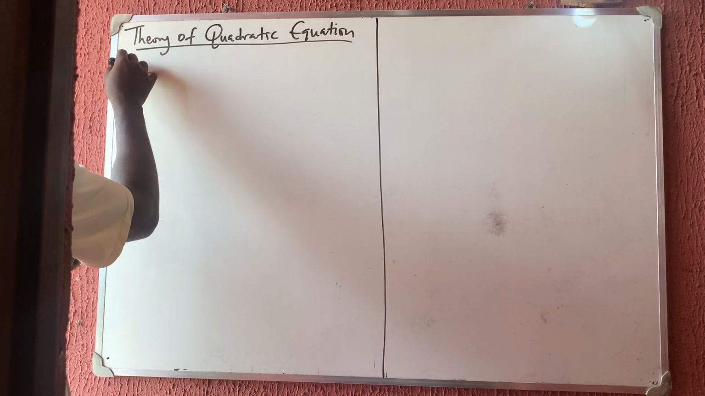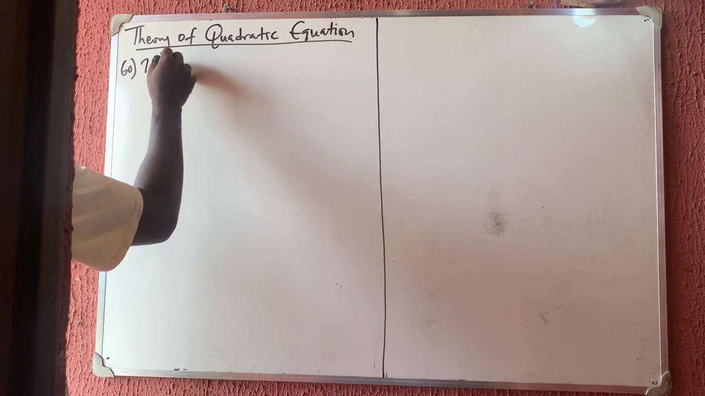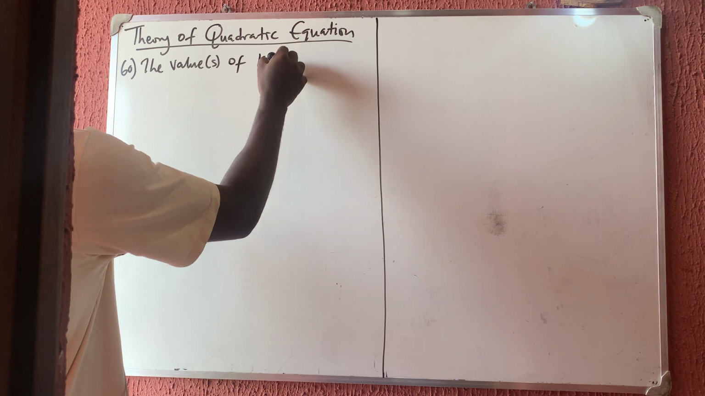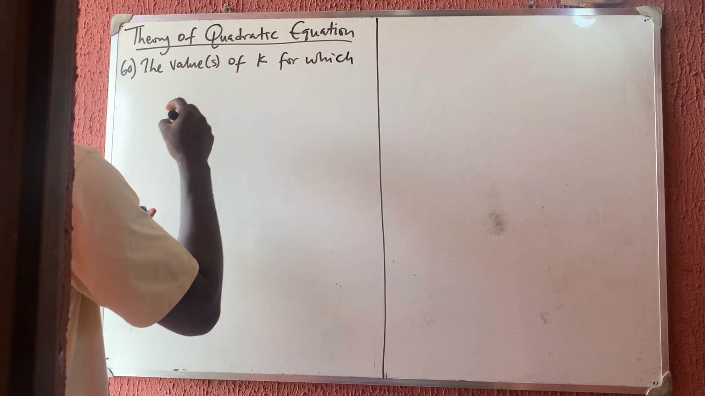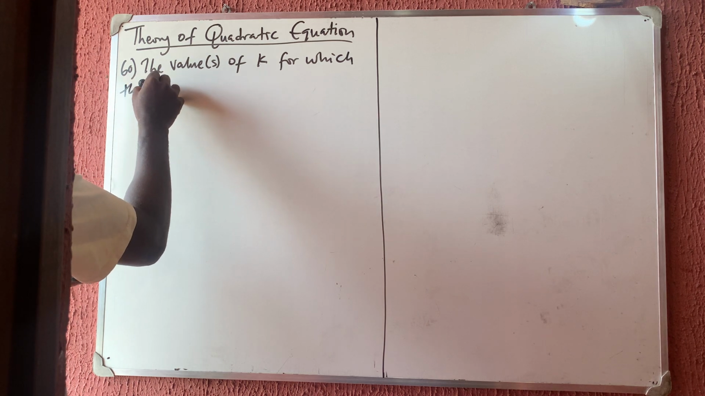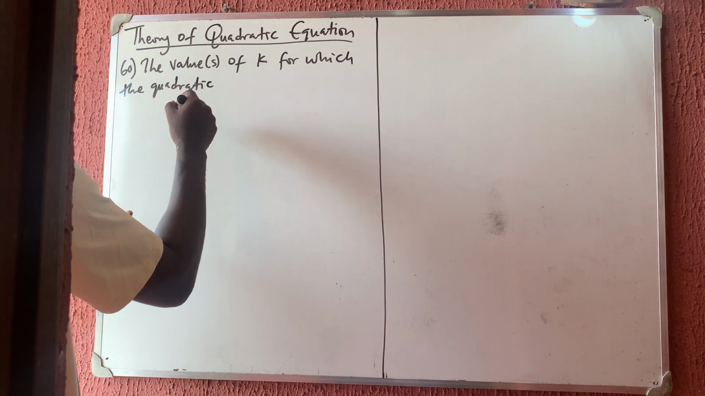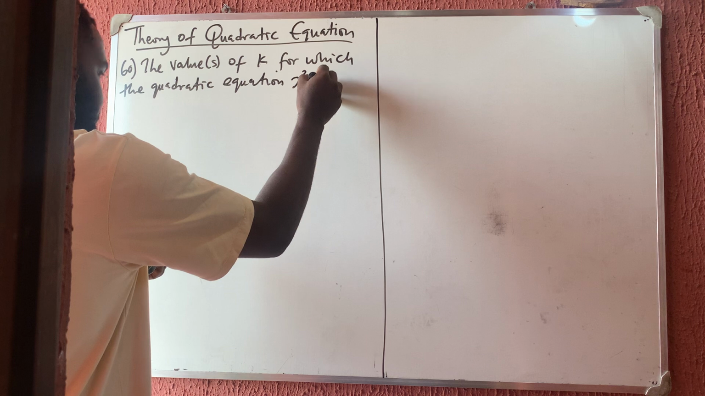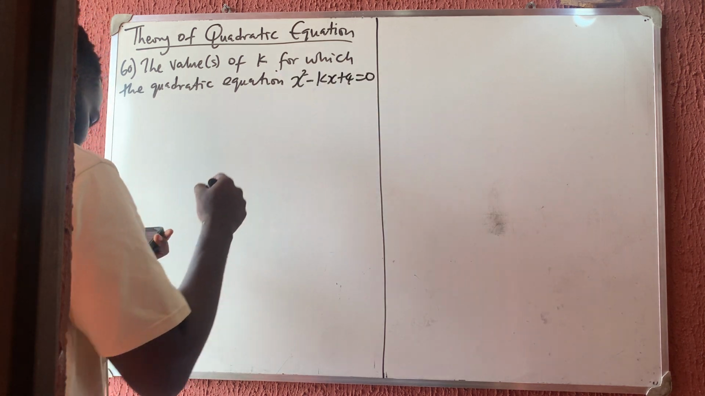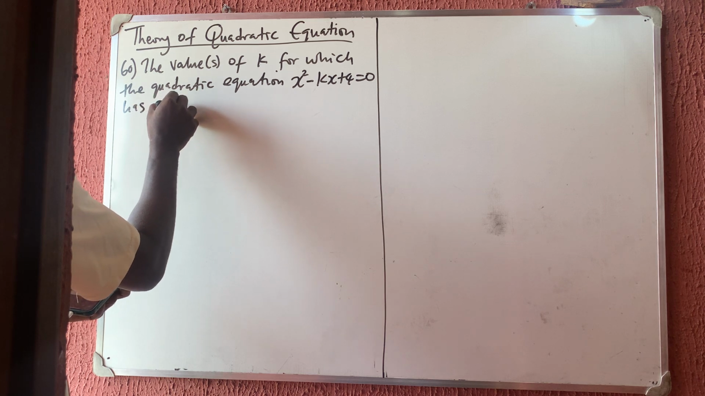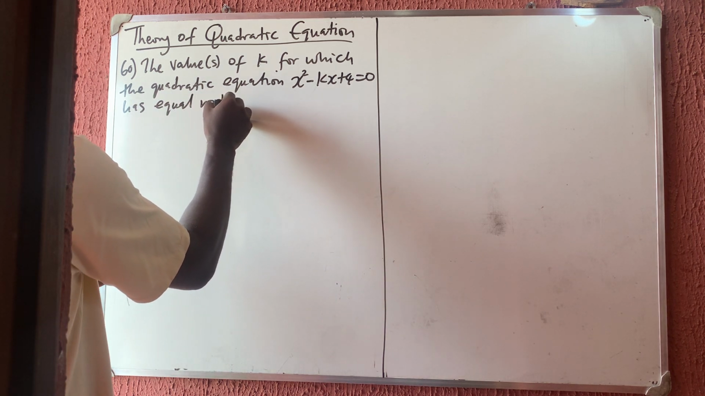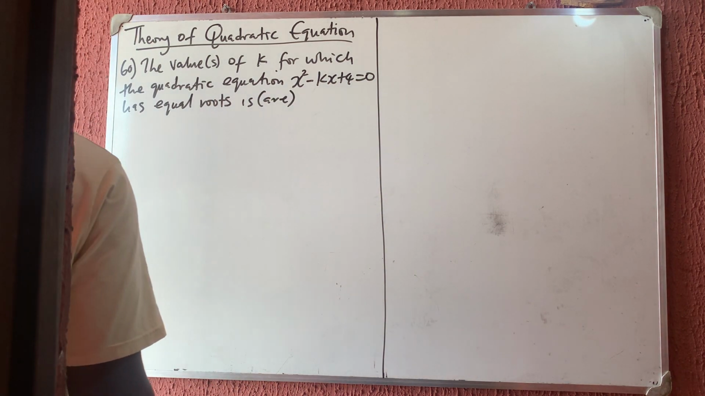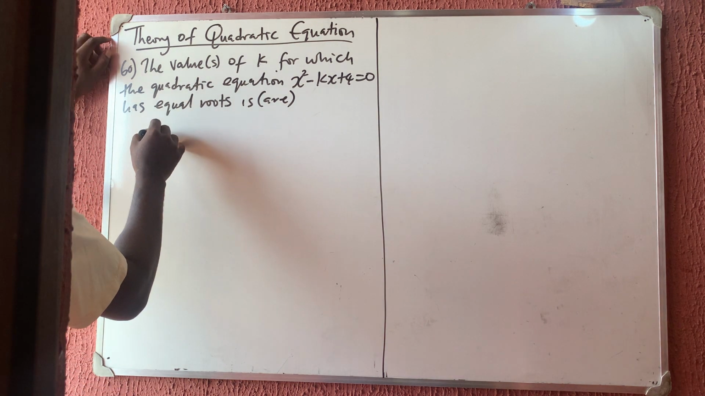The first question, that is question number 60, said: the value or values of k for which the quadratic equation x squared minus kx plus 4 equal to 0 has equal roots, is or are dash.